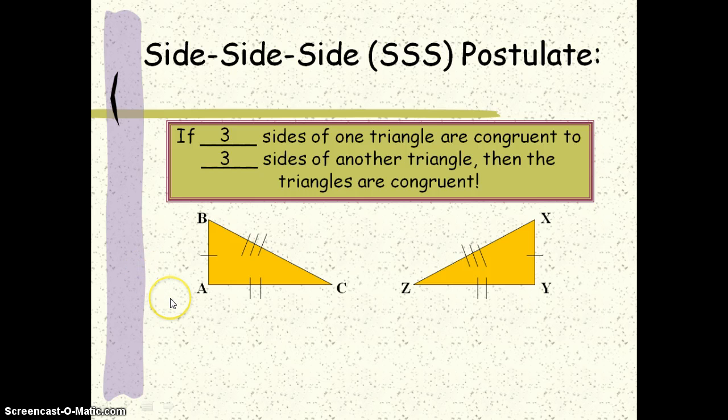So now I'm going to state that these two triangles are congruent. So triangle BAC is congruent to triangle XYZ. Remember that this is called a congruence statement. You always have to list the congruent parts corresponding. So angle B is congruent to angle X, angle A is congruent to angle Y, and angle C is congruent to angle Z. Make sure that you're listing the letters in the correct order. And the reason I know these two triangles are congruent is the side, side, side postulate.